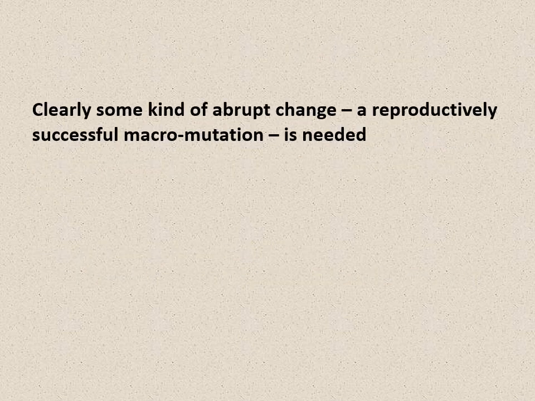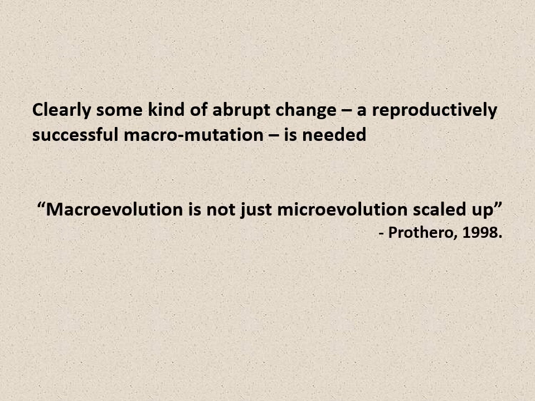And that is that we need some kind of abrupt change, maybe a reproductively successful macromutation, to leap forward a little bit. And as Prothero mentions in our textbook, macroevolution is not just microevolution scaled up. There's actually moments when the evolutionary record takes a little bit of a skip or a little bit of a jump. These macromutations, so to speak.